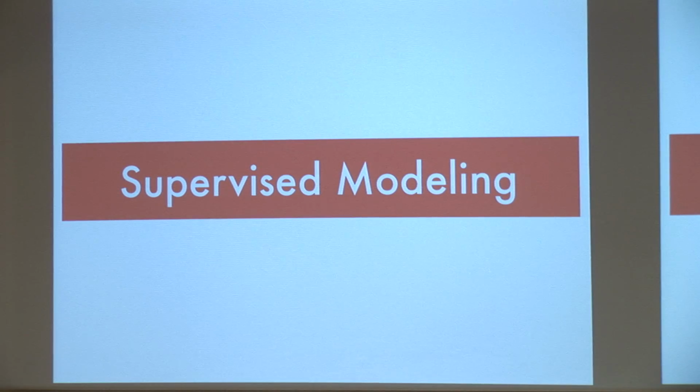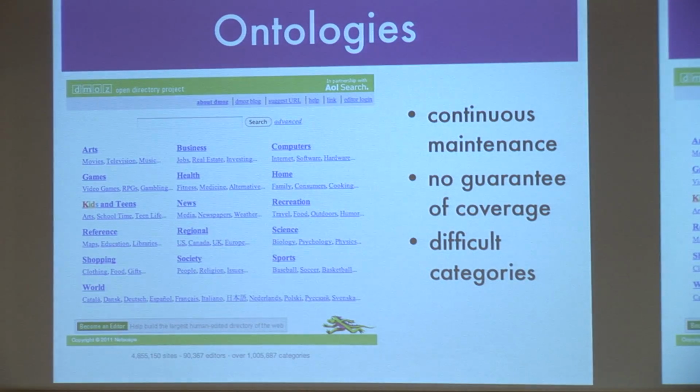OK, a bit more on supervised models. You could, for instance, get ontologies, like DMOZ. There are a few problems there. You need to continuously maintain it, you don't really get much guarantee of coverage, and the categories are human-generated. So avoid if you can.